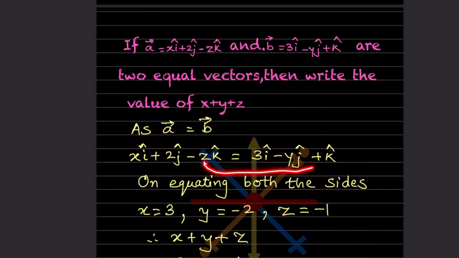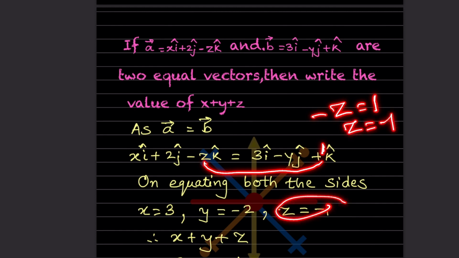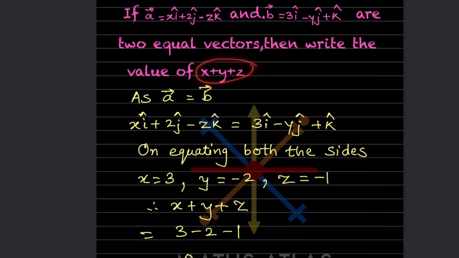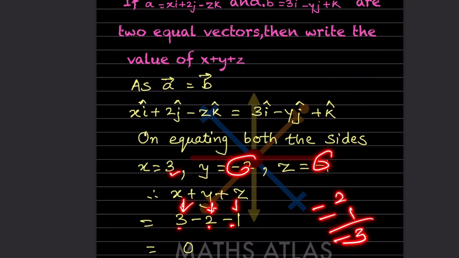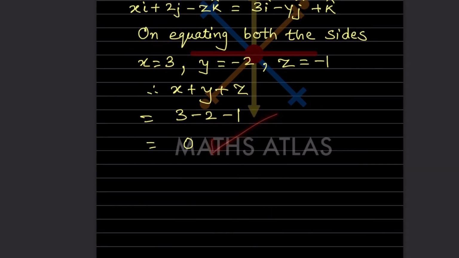And when you compare this and this, the coefficient is going to be 1. So minus z is equal to 1. So z is going to be minus 1. So now we want the value of x plus y plus z. We got the values of this. So you have to just add together. So this 3 will be here. Minus 2 is going to be here. And minus 1 is going to be here. So 3 minus 2 minus 1. Minus 2 minus 1 is going to be minus 3. So 3 minus 3, that is going to be 0.